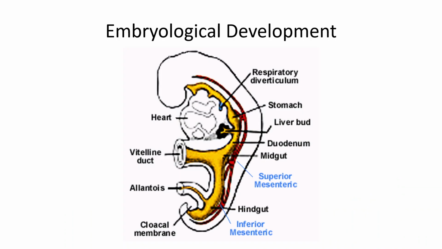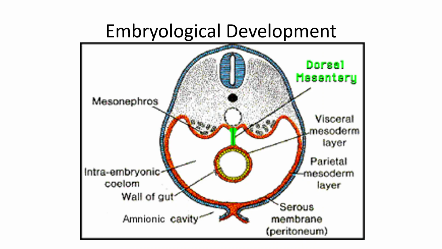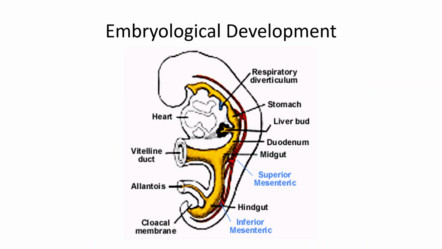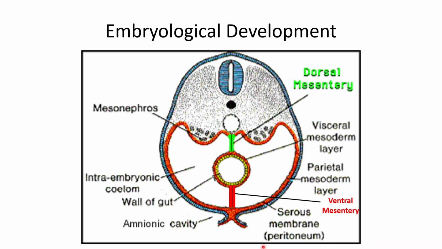Let's take a moment to look at a cross-section through the midgut. Here we can see the developing gut tube projecting into the embryonic cavity, lined with visceral mesoderm and connected to the back wall through the dorsal mesentery. If we then take a moment to look at a cross-section through the foregut, we see a similar sort of arrangement with one key addition.